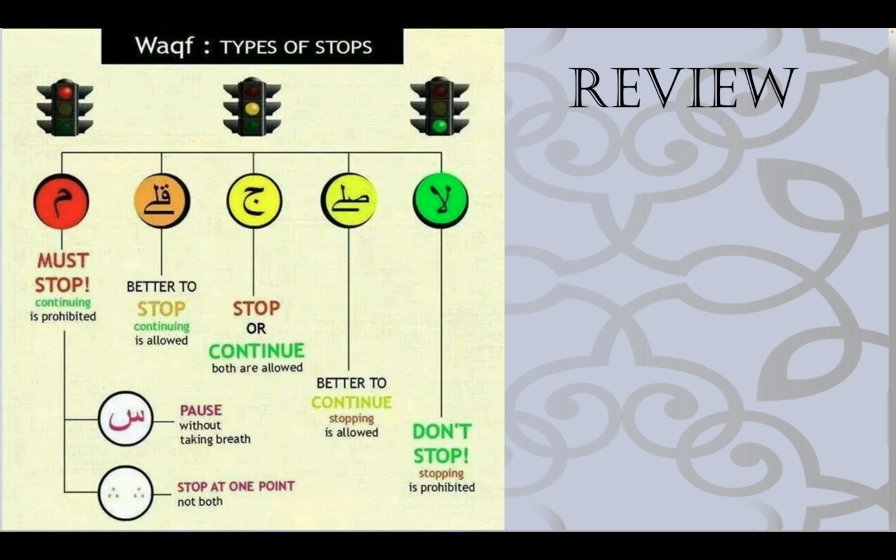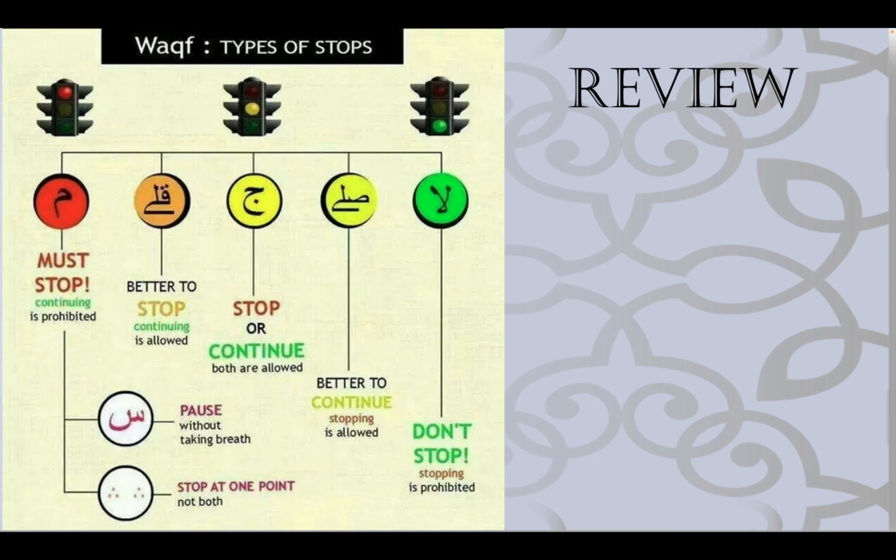There are two sub-rules of the meem on the far left side, which is the sakta or the seen, or the mu'anaqa, which is indicated by three dots, two sets or two pairs of three dots. So wherever you see these two, you must stop at one or the other and not both. And whenever you see the little seen, you have to take a short pause without taking a breath.